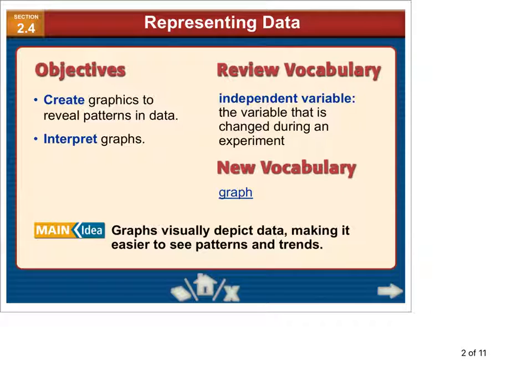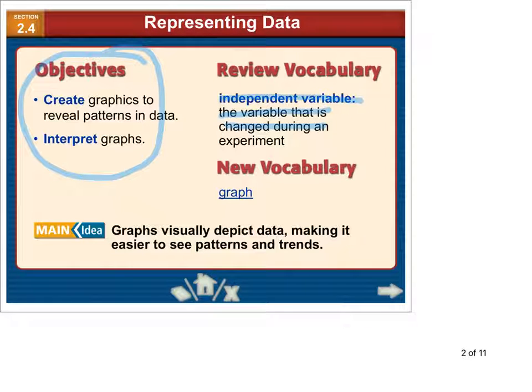Today you got some notes for section 2.4, representing data. Your objectives: create graphics to reveal pattern in nature and interpret graphs. A lot of this should be just old review stuff for you.